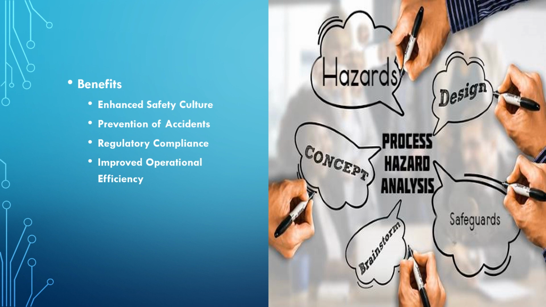Next, regulatory compliance. Compliance with safety regulations is a critical aspect of process hazard analysis. Implementing effective hazard analysis not only ensures a safer work environment, but also helps companies meet regulatory requirements, thereby avoiding potential legal consequences. The last but not the least is improved operational efficiency.